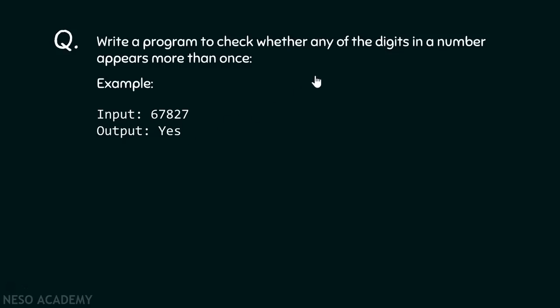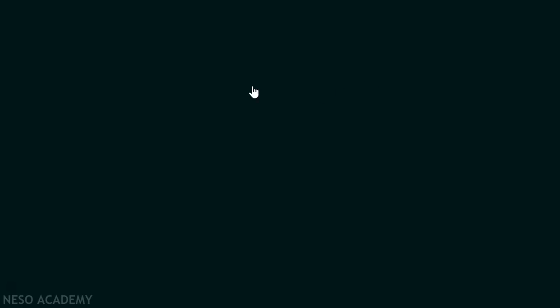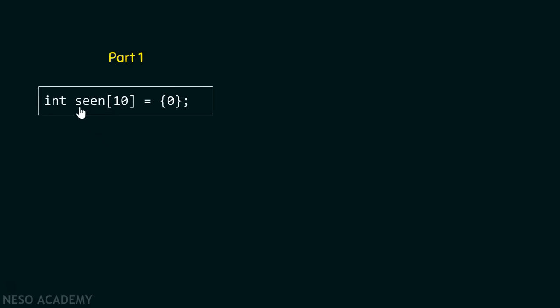Now let's try to understand how we can write a program to check whether any of the digits in a number appears more than once. I'm going to divide my program into 3 parts in order to understand it in a better way. And here is part number 1. I have declared an array seen of length 10 and the data type of this array is integer. And I have initialized this array with value 0.